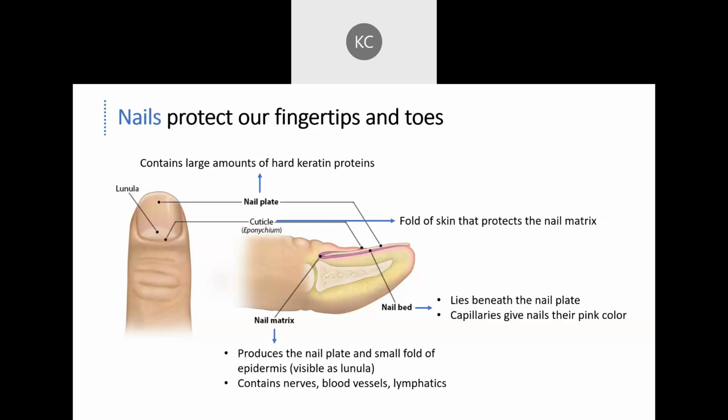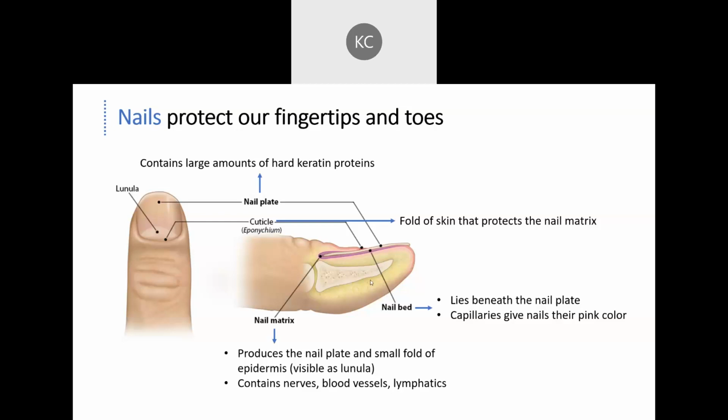We have a region called the nail matrix, just like we had a region called the hair root matrix or the hair matrix. It's essentially kind of the same thing. It's a similar structure and a similar region in that it is giving rise to new cells that are being pushed out toward the tip of the nail to contribute to nail growth, right? So this is where we have nerves, blood vessels, and lymphatics, just like we have with the hair.